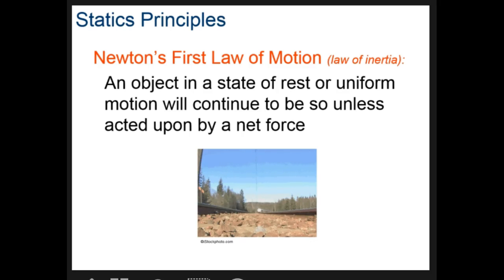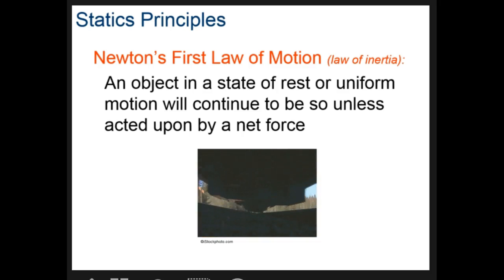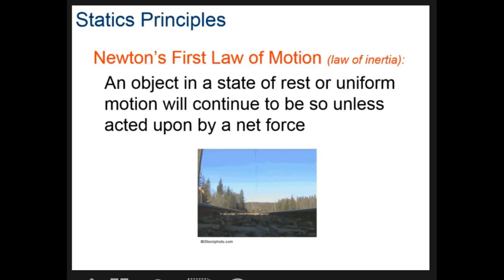So we need to talk about Newton's laws. There are 3 laws, and you need to write each one of these down. The first one is Newton's first law, and it says an object in a state of rest or uniform motion will continue to be so unless acted upon by a net force. For example, the book sitting on the table is not going to move unless someone comes by and moves it. If I have a hockey puck sliding across ice, unless something stops it or there is an amount of friction, it's going to keep sliding.